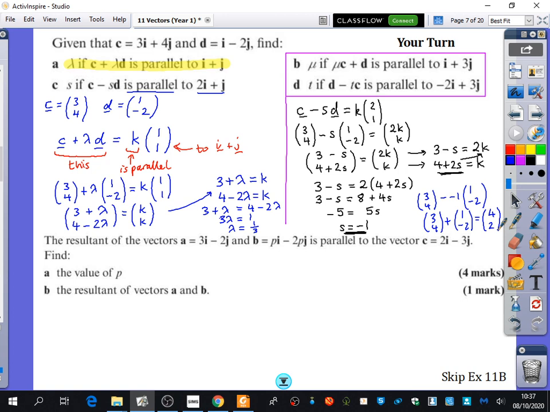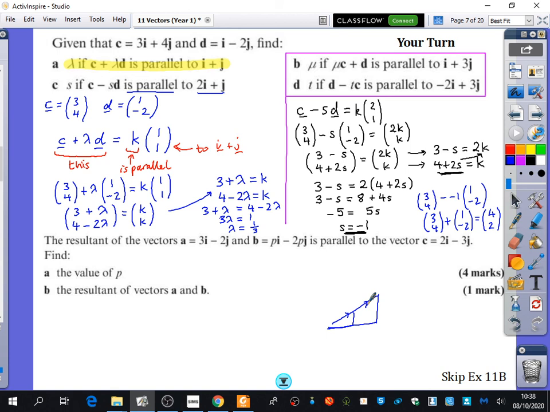Is 4, 2 parallel to 2, 1? Yeah, because it's a multiple of 2, 1. 4, 2 is going 4 across and 2 up. 2, 1 is going 2 across and 1 up. They are parallel to each other. Okay, it's hard. This was what people found really hard last year.